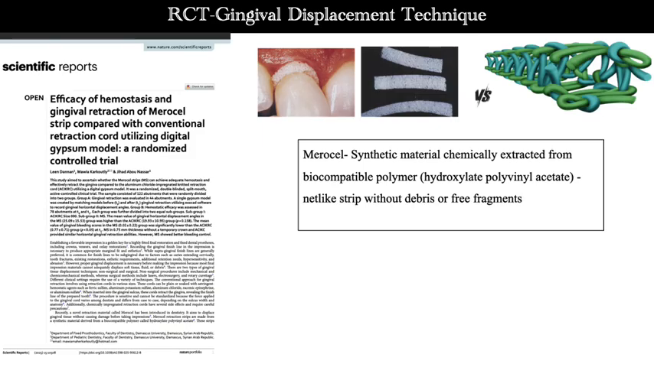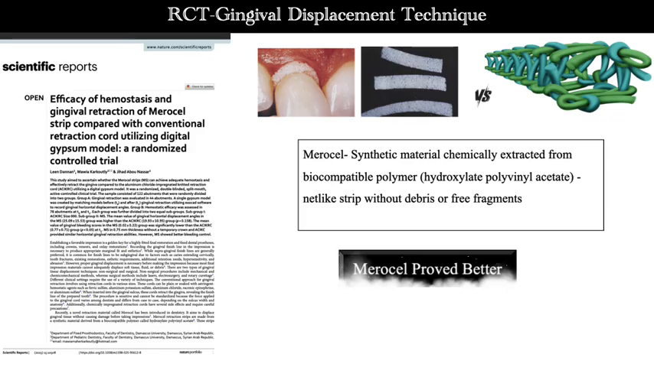However, it faded out, and after a long time, in 2025, the study was published in the current issue of Nature Journal. Here they have compared it with the knitted retraction cord. The merosyl strips are used similar to gingival retraction cords. So into the sulcus this has been packed, and then they have measured how much displacement has been caused.